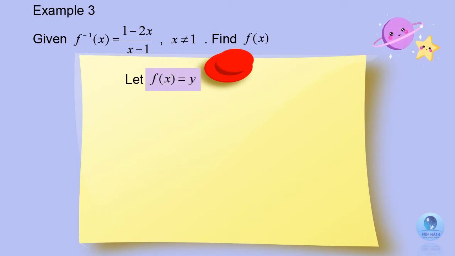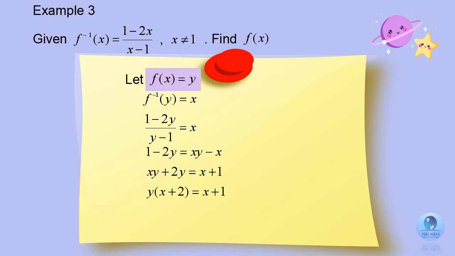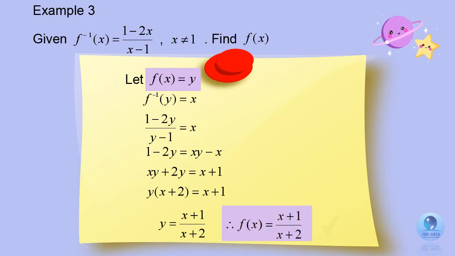Let f of x equal y. f inverse of y equals x. Substitute y into the inverse function of f: (1 minus 2y) divided by (y minus 1) equals x. Rearrange your equation so that you get your final answer y equals (x plus 1) divided by (x plus 2). And remember to write your final answer as f of x equals (x plus 1) divided by (x plus 2).